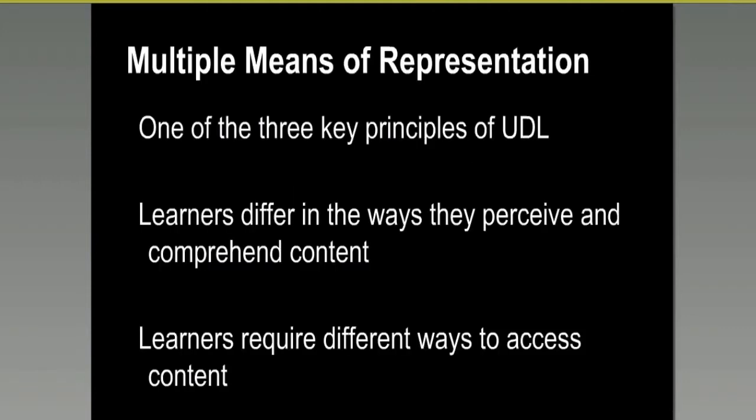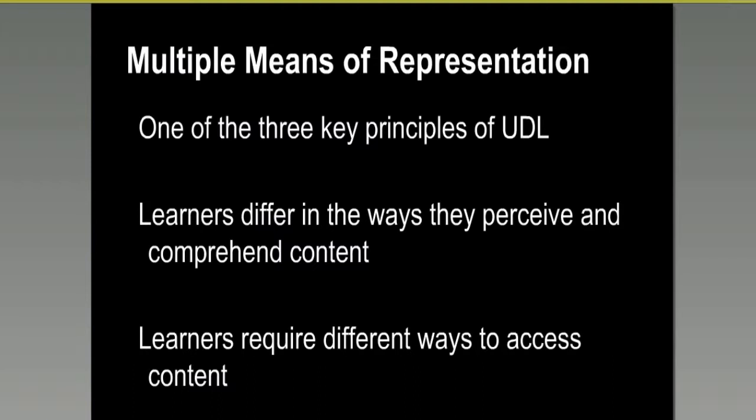Multiple means of representation is one of the 3 key principles of universal design for learning. The idea behind this principle is that learners are different in the way that they perceive and comprehend content. For example, people with sensory disabilities or learning disabilities or language or even cultural differences require many different ways to approach the content.